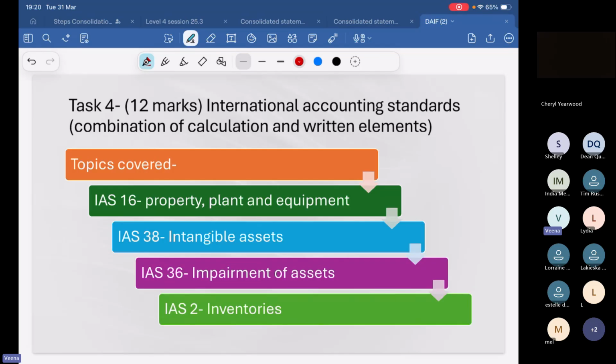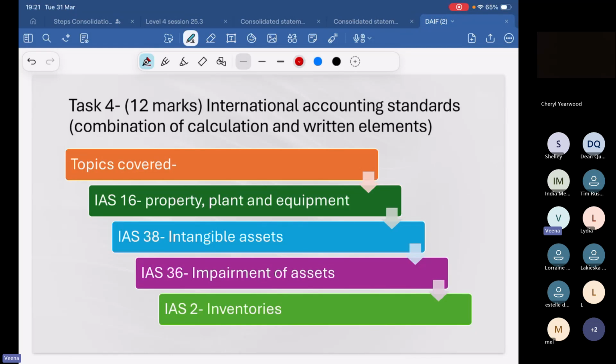IAS 36 covers impairment of asset. Impairment of assets is basically like depreciation, but for intangible assets because they lose their value. Impairment of assets. So if there is an impairment, if the assets lose their value, how do we record them? It is on IAS 36. IAS 2 is all about inventories, which we have covered in level 3 as well.